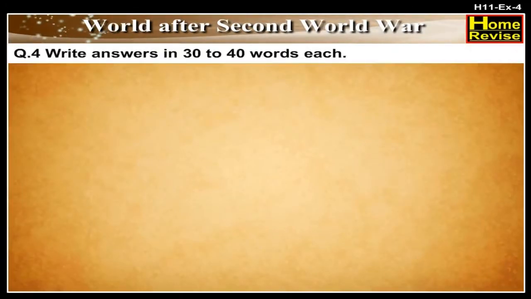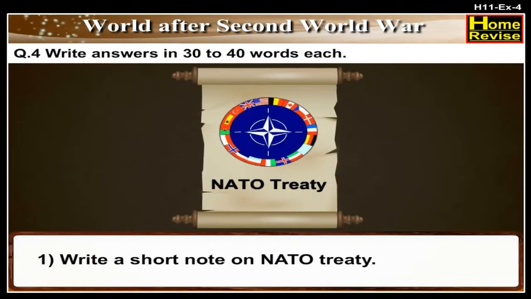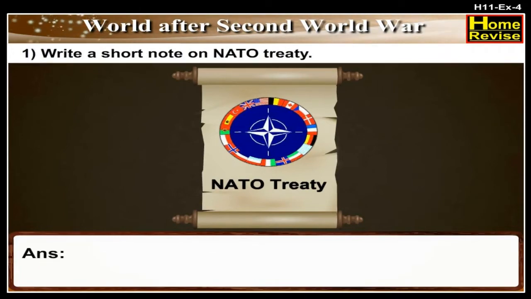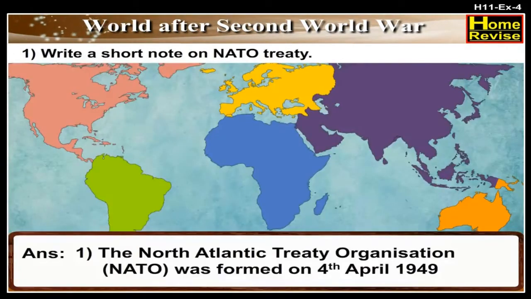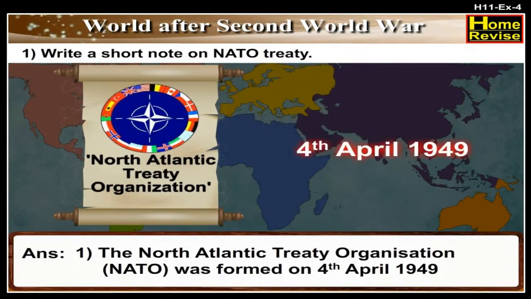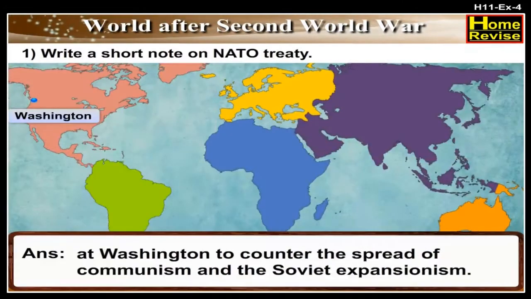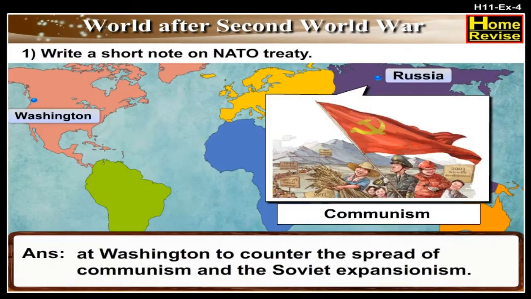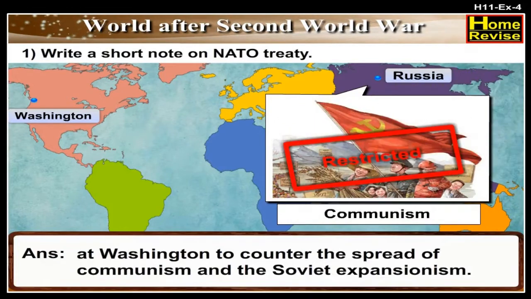Question number 4. Write answers in 30 to 40 words each. Number 1. Write a short note on the NATO treaty. Answer. Number 1. The North Atlantic Treaty Organization, that is NATO, was formed on 4th April 1949 at Washington to counter the spread of communism and the Soviet expansionism.